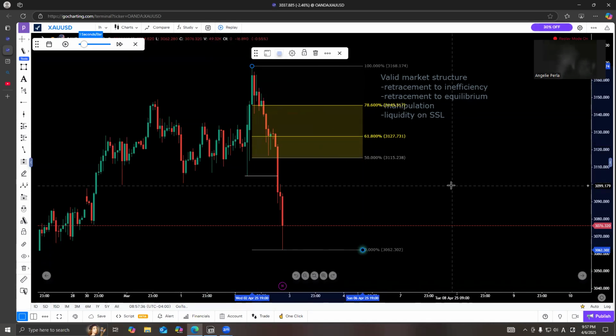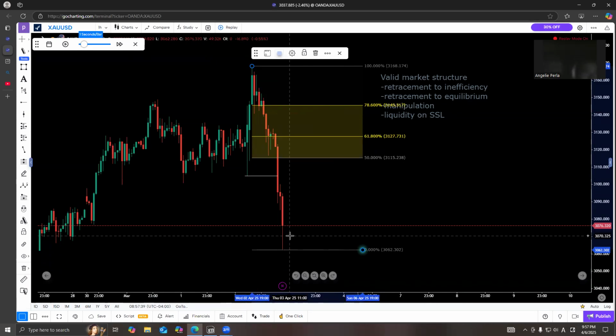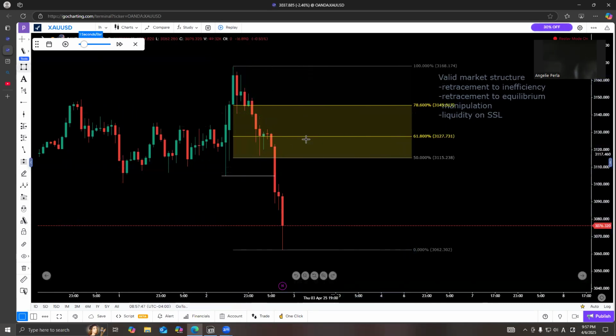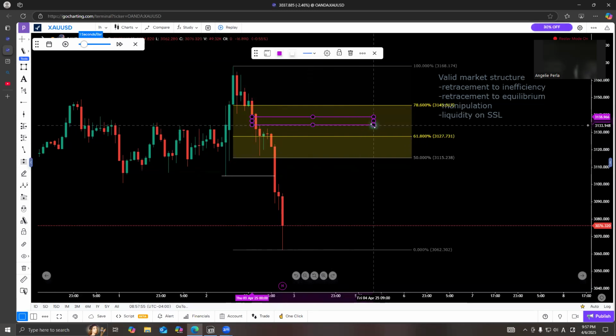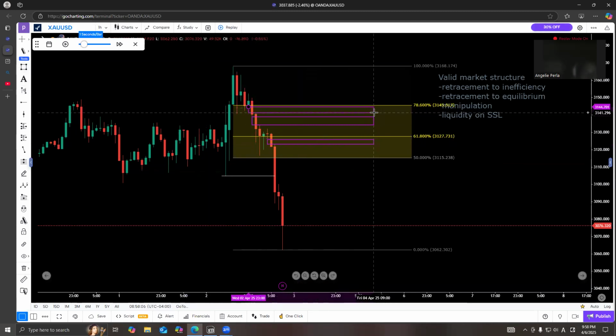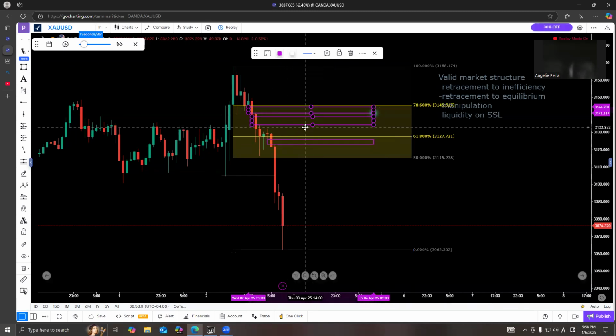All right. So last week I was patiently waiting for some sort of retracement in this golden zone of this inefficiency. We can clearly see that we have inefficiencies in these areas, around these areas in the 1 hour time frame, and in these areas. So the market sooner or later will always retrace back to these areas.